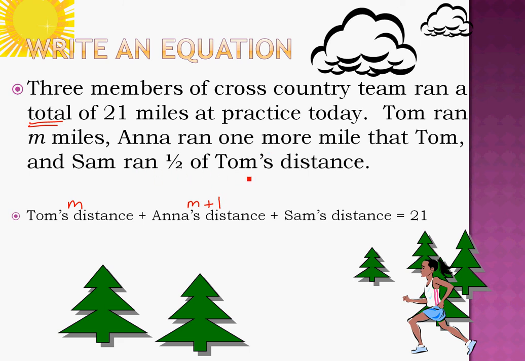Sam ran half of Tom's distance. Remember a few minutes ago we talked about a fraction of? What does that word of mean when it comes right after a fraction? Multiplication, that's right. So we want to take half times Tom's distance. Remember Tom's distance is M. So Sam ran half times Tom, 1/2 times M. If I write the 1/2 and the M right next to each other, that means multiplication. So after plugging these in, we get our equation. This M is Tom's distance, plus M plus 1, which is Anna's distance, plus 1/2 M, which is Sam's distance, and that totals 21. Again, your next step is probably going to be to solve this equation.